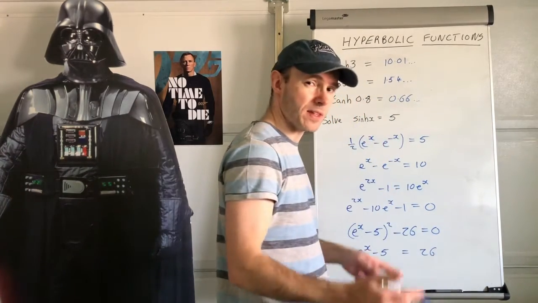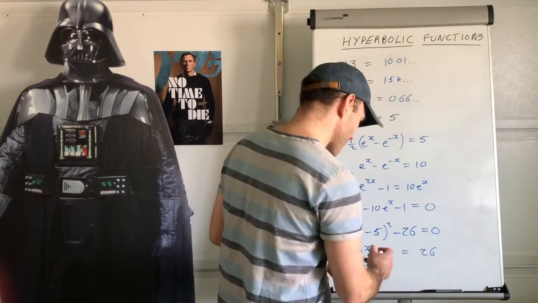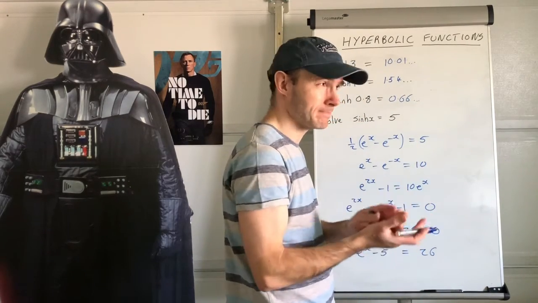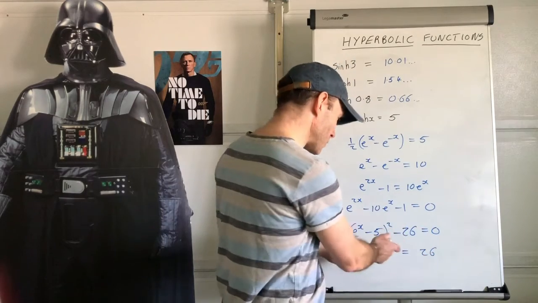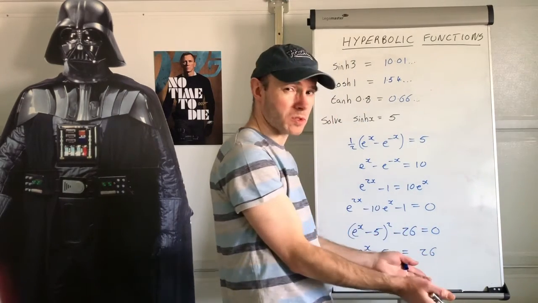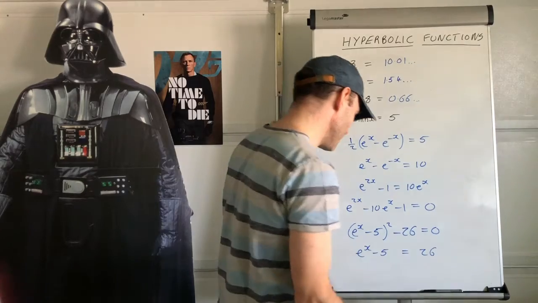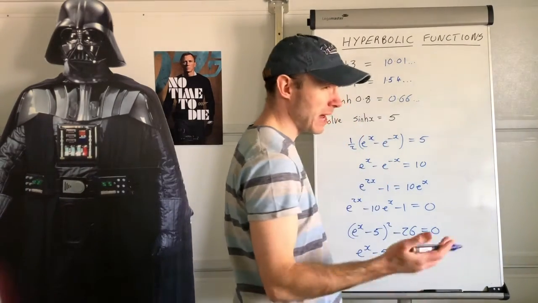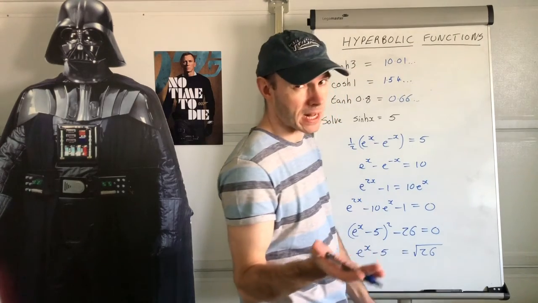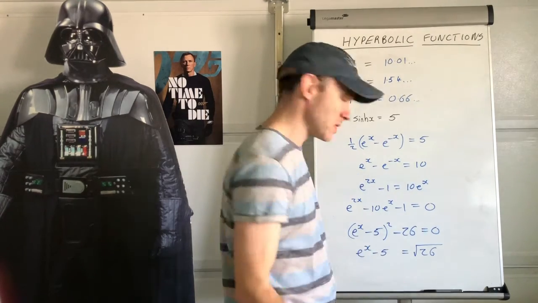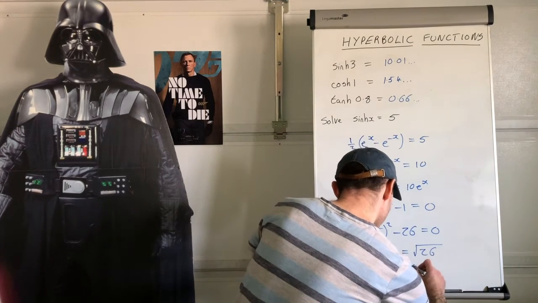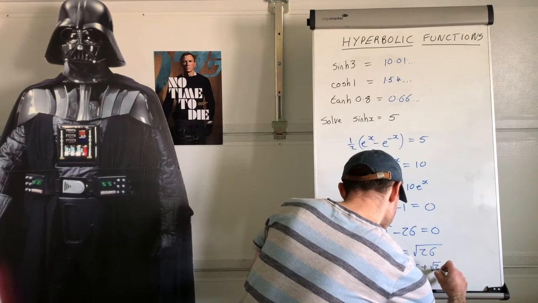And then square root. Now remember what I said about the plus minus. That's what you've got to be careful of, haven't you? When you square root, you don't want two possible answers. So we're just going to put in square root 26. But how do you know that's the right one? Think about that question. Then e to the x is equal to 5 plus root 26.